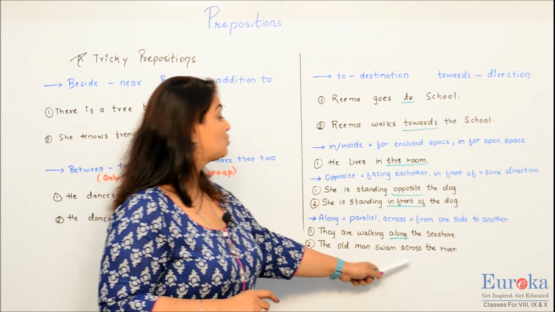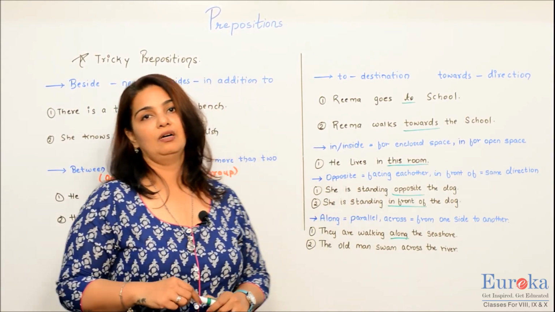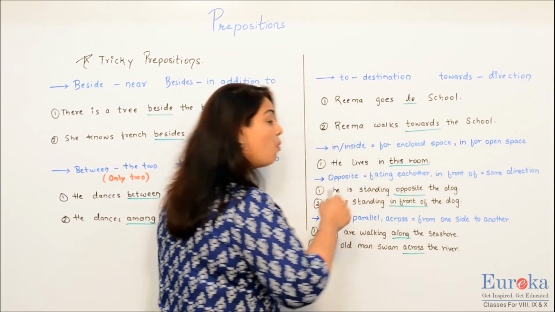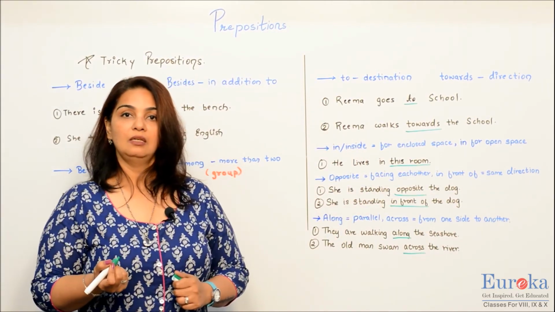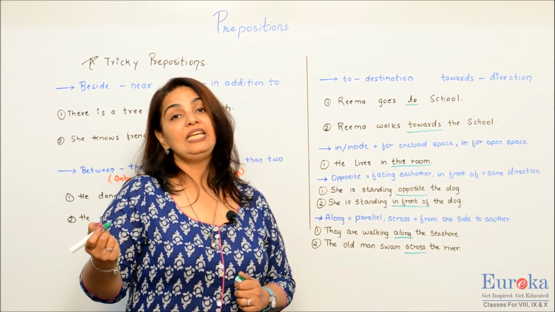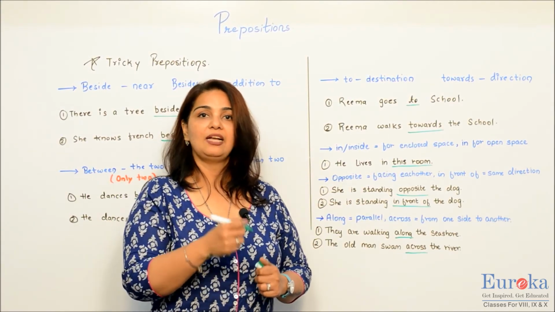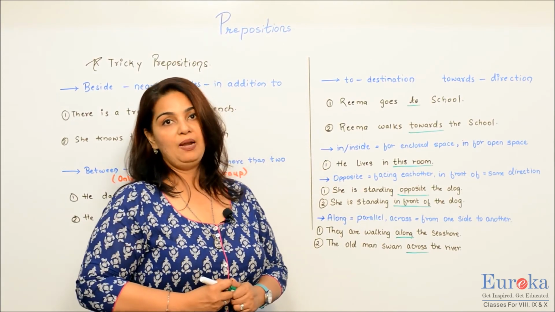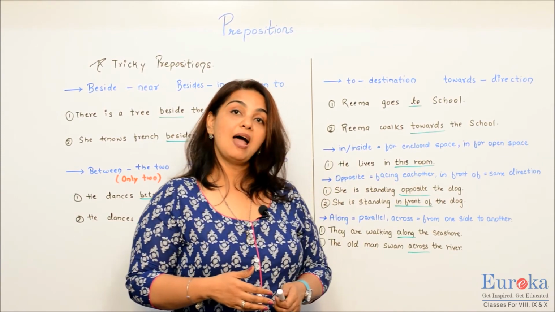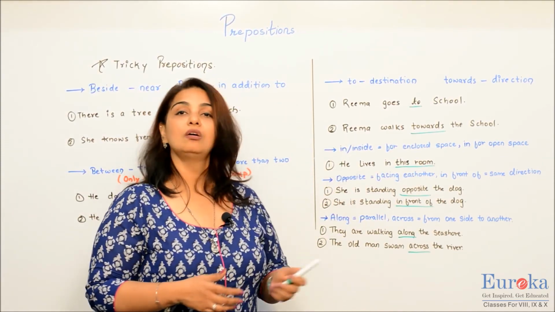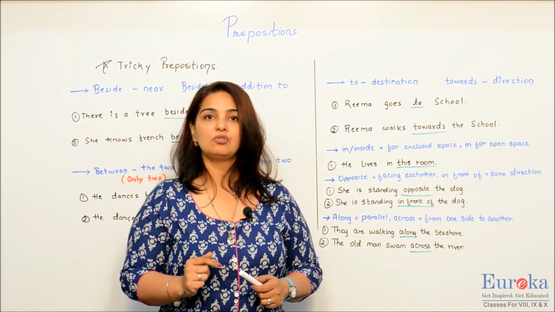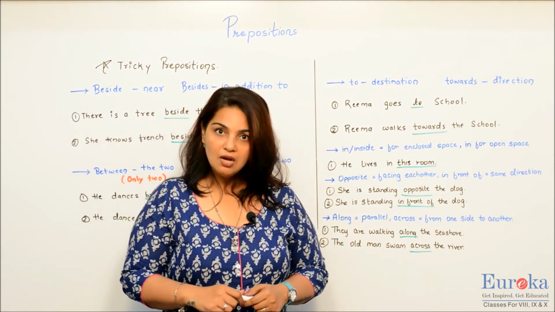The old man swam across the river. Now over here, like I mentioned, across means from one side to another. If you can go from one side to another side, you can equally come back from that side to your original place. And that is the reason you will never say the old man swam along the river. You can never swim along the river. You always have to swim across the river.